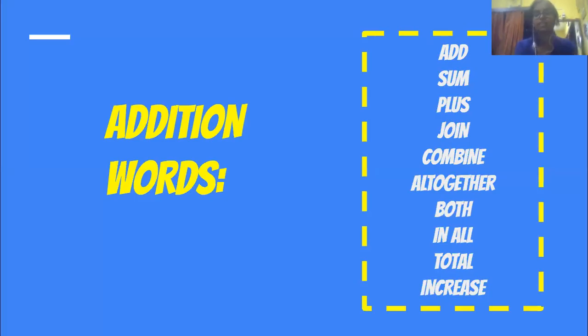Revise. We did this in first video. These are a few addition words that we already know. The first word is add. Add means jodna. Sum means the answer that we get after doing an addition problem. Plus means the symbol we use for addition. Join, combine, all together means sab kuch jod ke, for which we do use addition again. Both means dono mila ke. In all, sab mila ke, total, increase.